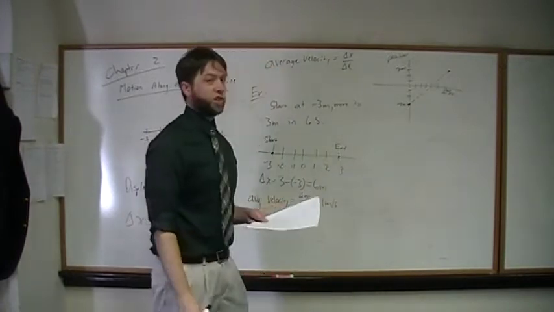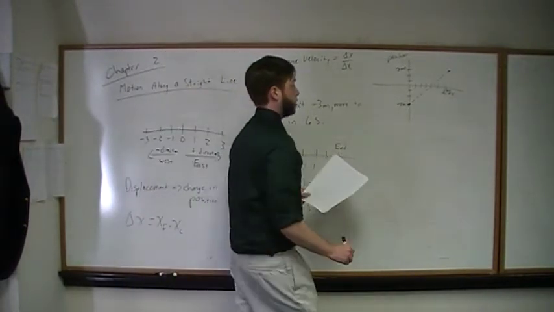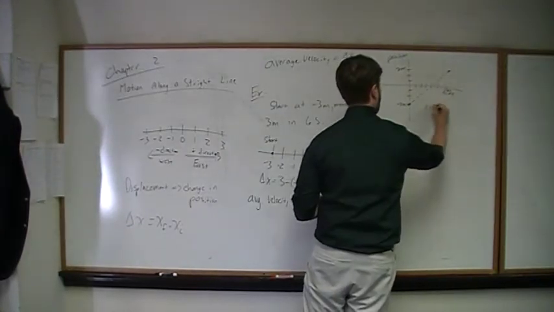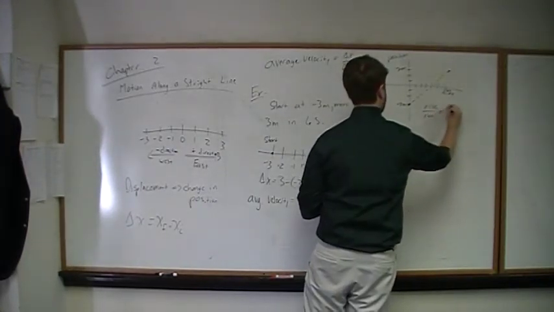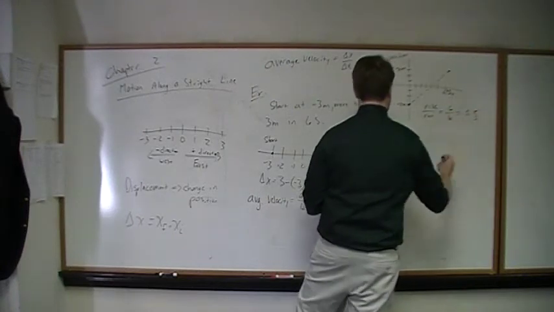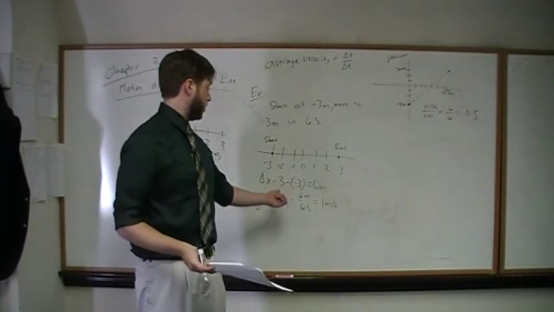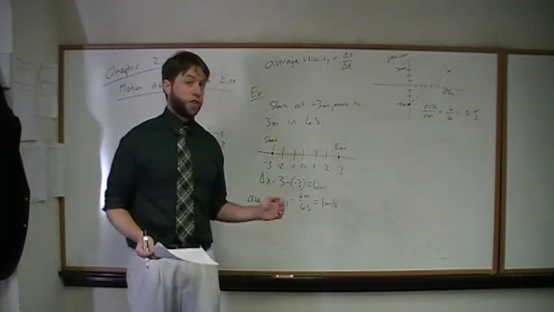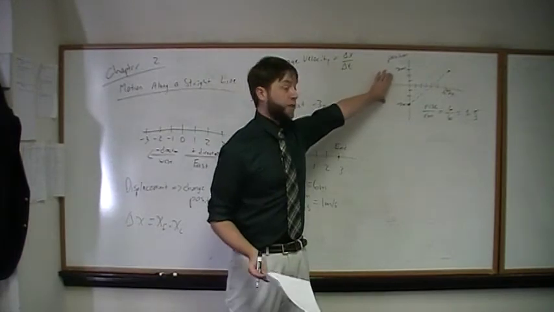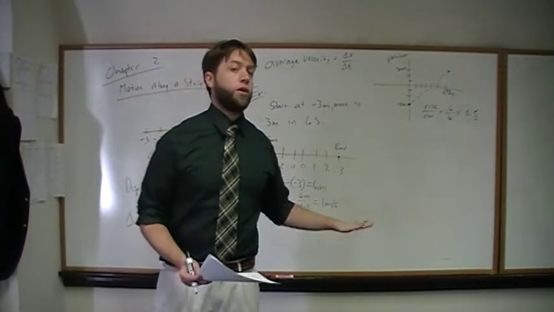If you find the slope of that line, you will get the average velocity. The rise over run is equal to 6 over 6, or 1 meter per second. So we got the average velocity either using the change in position over the change in time, or we graphed this thing and we looked at the slope. You should feel confident doing it either way.